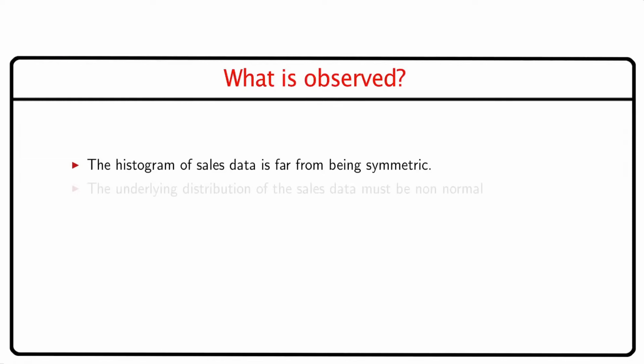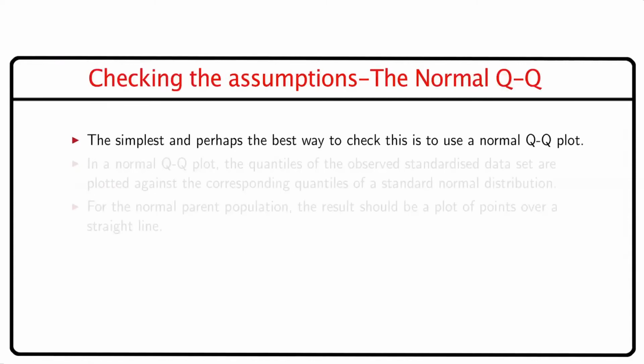Naturally, the sales data, as shown by the histogram, is far from being symmetric. Therefore, the sales data cannot be suspected to have originated from a normal distribution. Actually, there are some other confirmatory tests. For example, one is the normal QQ plot, and this is the simplest and perhaps the best way to check this.